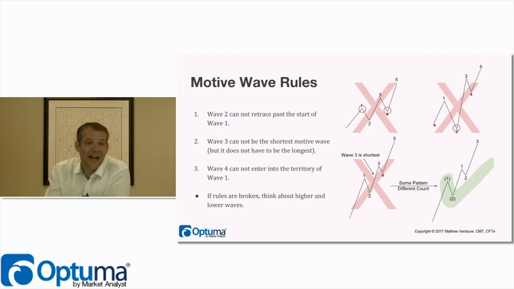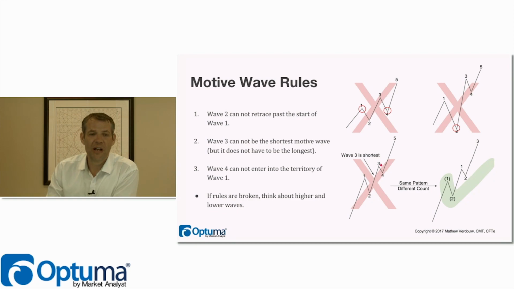Wave 3 can't be the shortest motive wave. Out of the motive waves, we've got wave 1, wave 3, and wave 5. Out of those 3 waves, wave 3 cannot be the shortest. If it is, your count's wrong. The other one is that wave 4 cannot retrace into the territory of wave 1. If that's happening, then again, it's an incorrect count, and that can't be allowed. So all of those 3 cases are incorrect. And if the rules are broken, then you've got to look at that and say, okay, what other numbering can I see that makes sense?